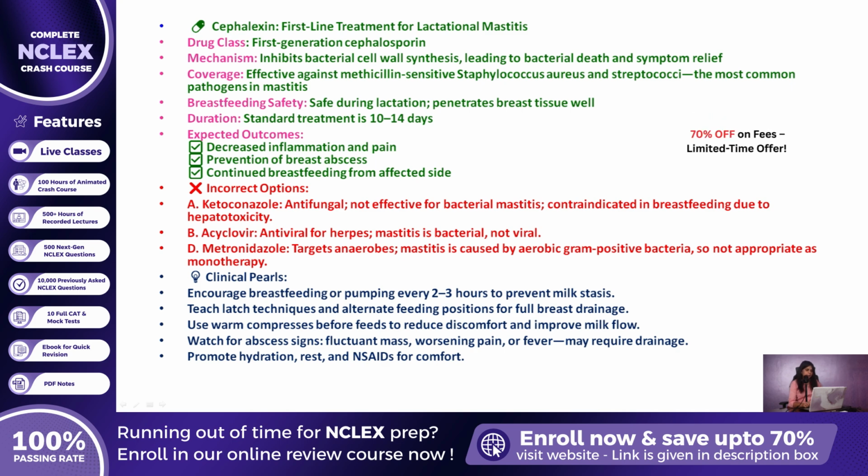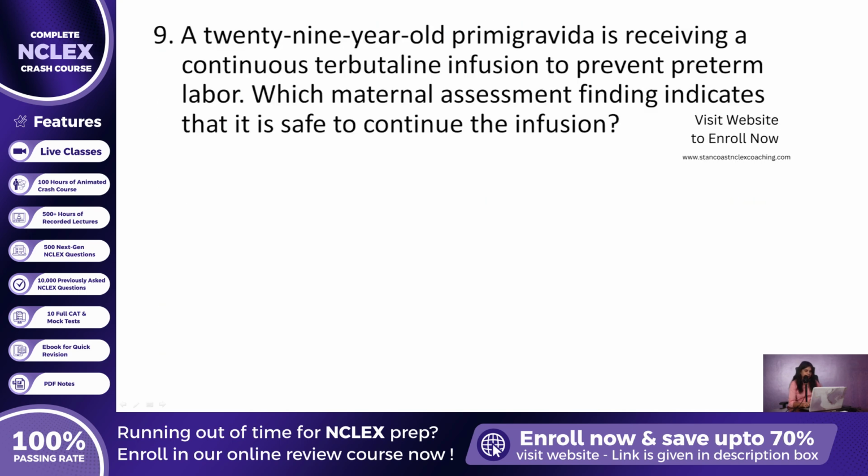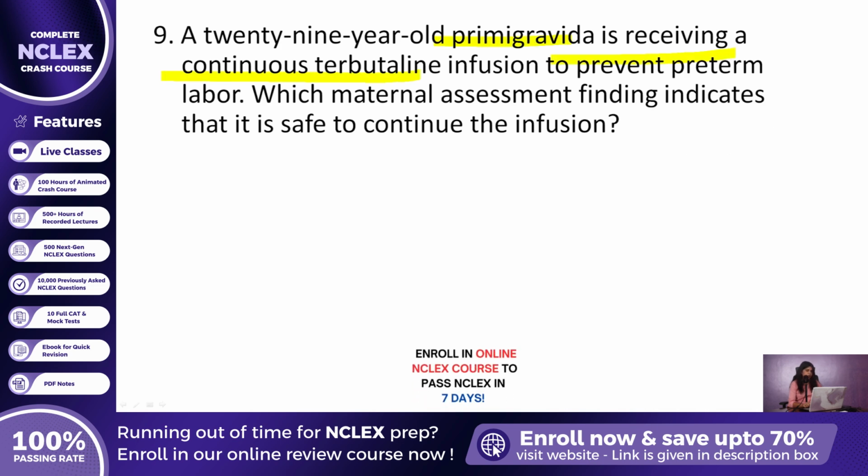Time to level up again. Here comes question number 9. A 29-year-old primigravida is receiving a continuous terbutaline infusion to prevent preterm labor. Which maternal assessment finding indicates that it is safe to continue the infusion? Here are the options to evaluate.